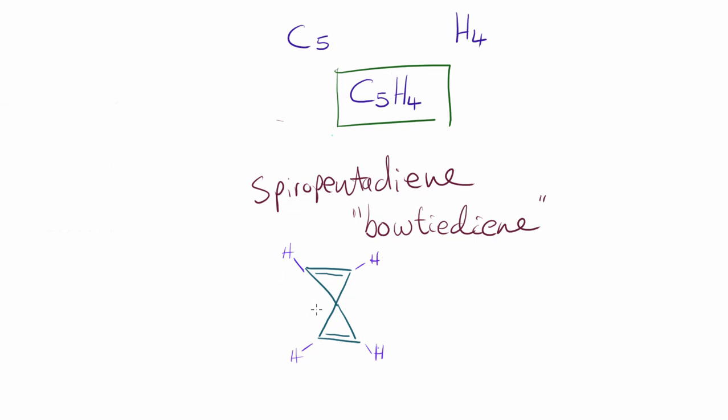So as you can see, it's maybe not so easy to see from this perspective, but if I draw it horizontally, like that, you can now see how it gets its nickname, right? Bowtiediene, because obviously it looks like a bow tie. Okay.